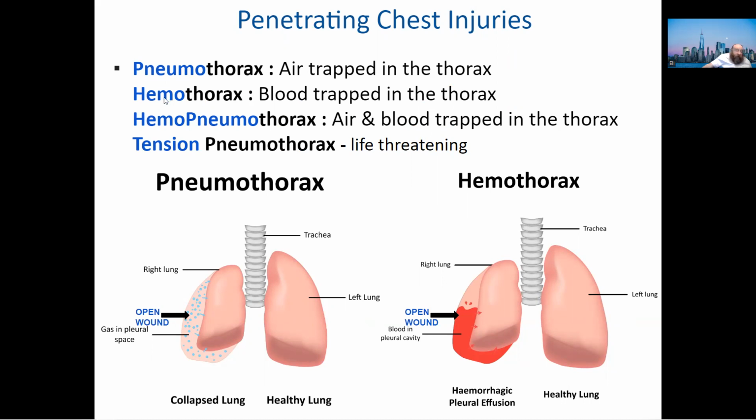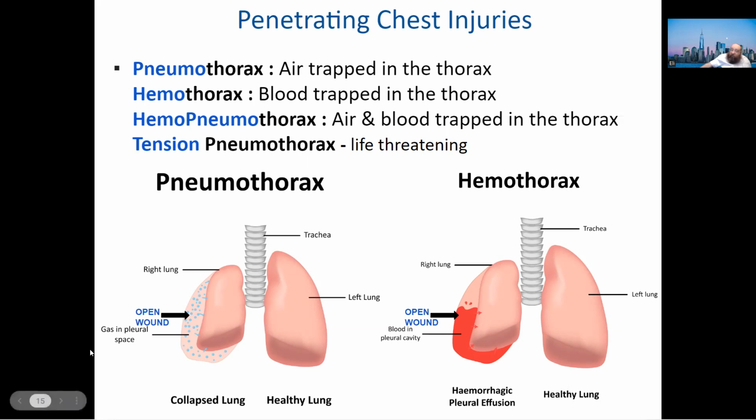Hemothorax, we know what HEMO means, right? We know that means blood. So hemothorax, blood in the thorax. And hemopneumothorax, if you wanted a tongue twister, right? Hemopneumothorax, that's the most common because that's got blood and air trapped. And the life-threatening one is going to be the tension pneumothorax, and that's the one that's going to kill people. All right, let's discuss it.